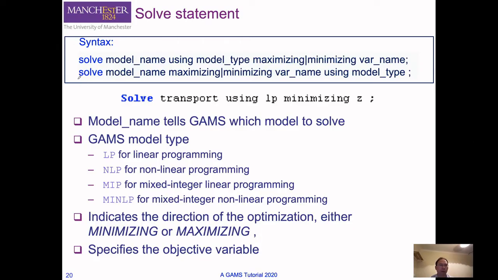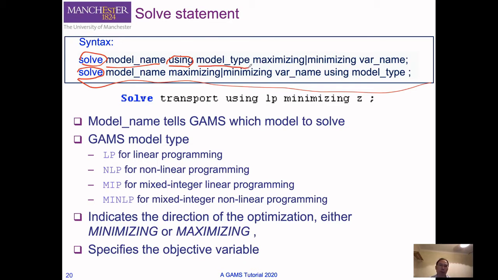This is the syntax for the solve statement. It begins with the keyword solve, and then the model name. The model name is defined in the model statement. That means the model statement should be placed before this solve statement. After that is the keyword using. This is also a keyword. After that is the model type.